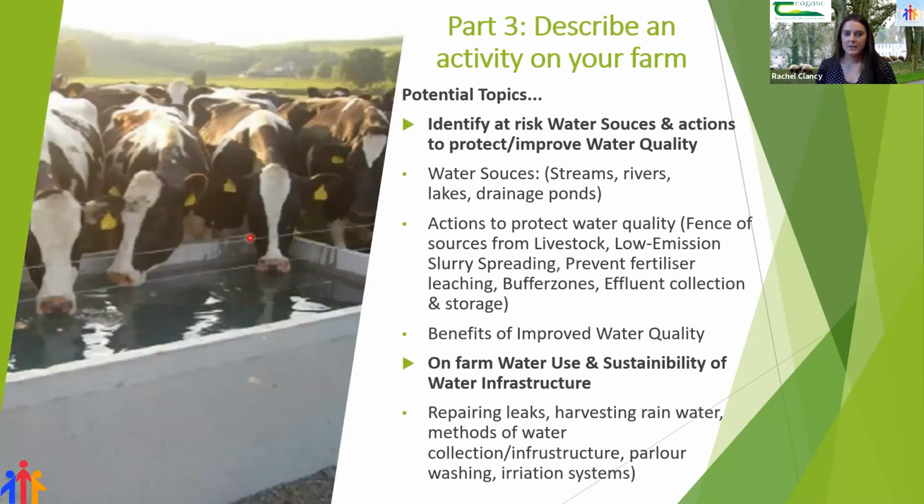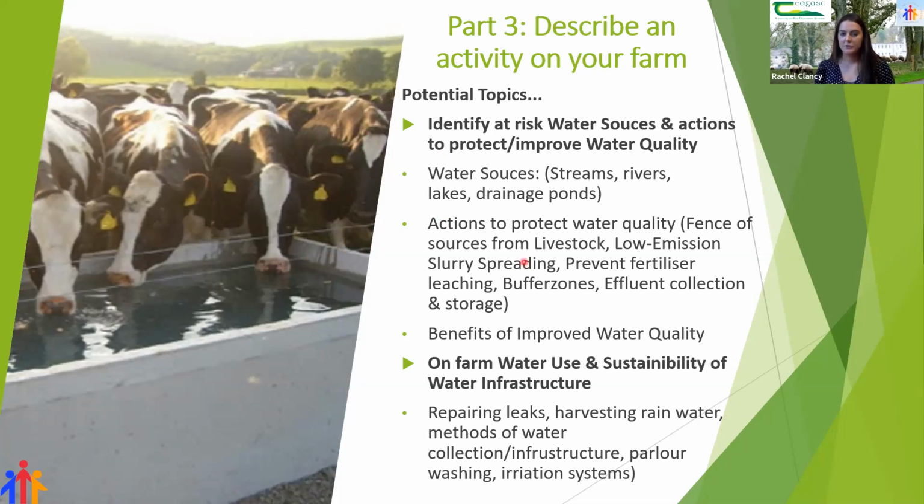And when we move on to the next section, you'll see that basically you have to analyze the environmental impact that it has on the farm, and I suppose how you could improve it. Other topics then, identify at-risk water sources and actions to protect and improve your water quality. So your water sources, the likes of your buffer zones, so keeping the animals back from areas where there's water. The likes of your runoff, so actions to protect water quality: fence off sources from livestock, low emission slurry spreading, prevent fertilizer leaching, buffer zones, and effluent collection and storage.